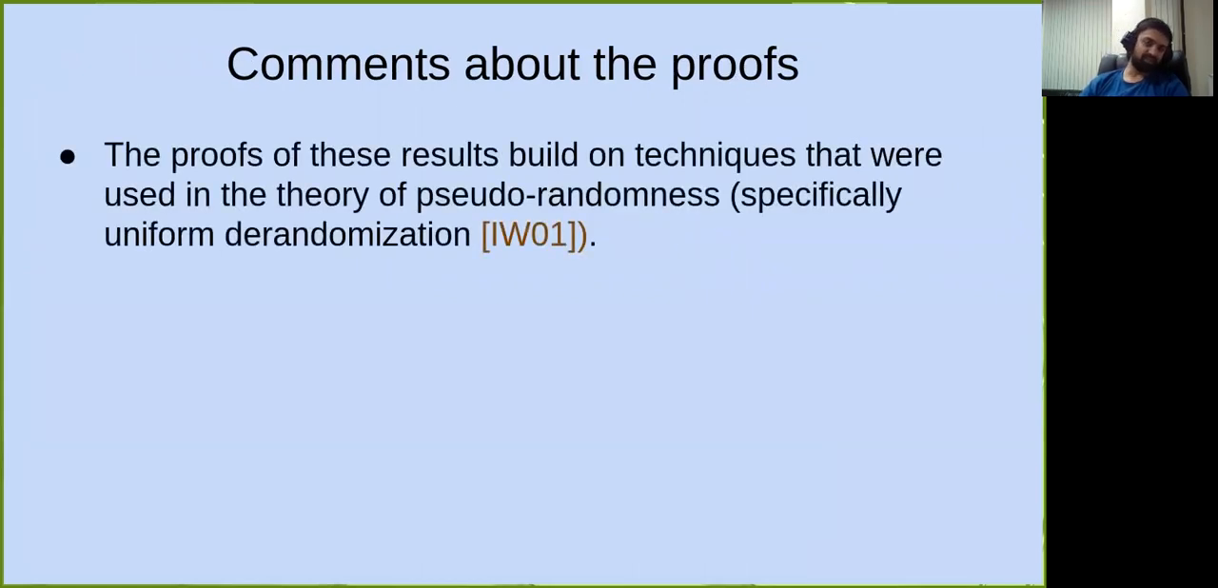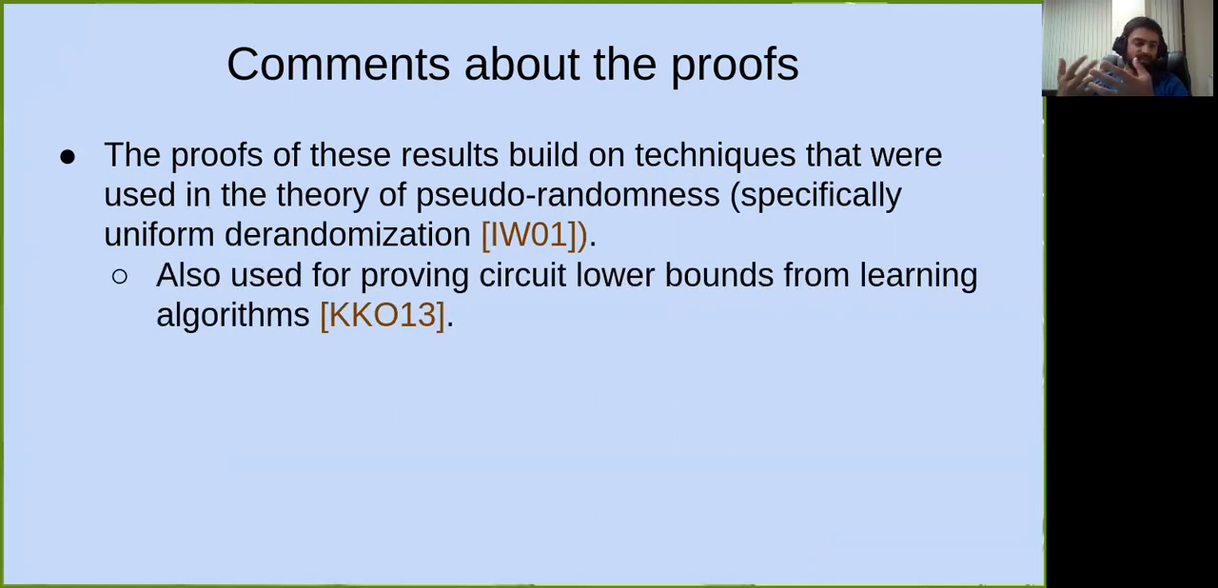The proofs of these results build on techniques that were used in the theory of pseudo-randomness, specifically uniform de-randomization by Impagliazzo-Wigderson and Trevisan-Vadhan, where they show constructions of pseudo-random generators assuming uniform hardness. And this is not really surprising because these techniques have already been used to show that efficient learning algorithms imply circuit lower bounds, by Chen, Kabanets, Kolokolova, Shaltiel, and Zuckerman and Oliveira. This is a very related setting, and we try to use this for our case too.